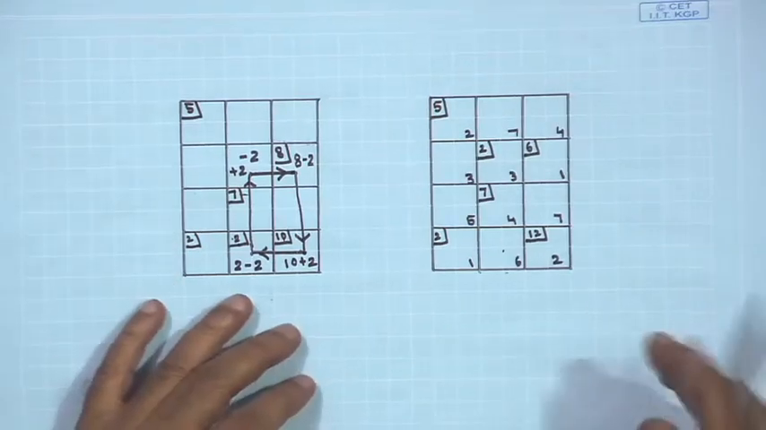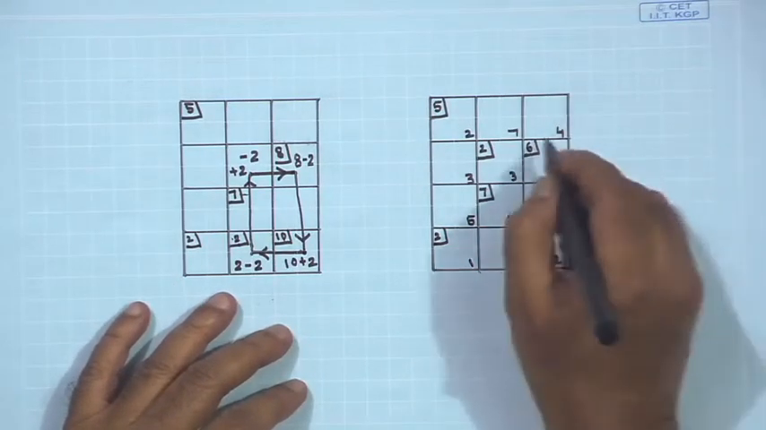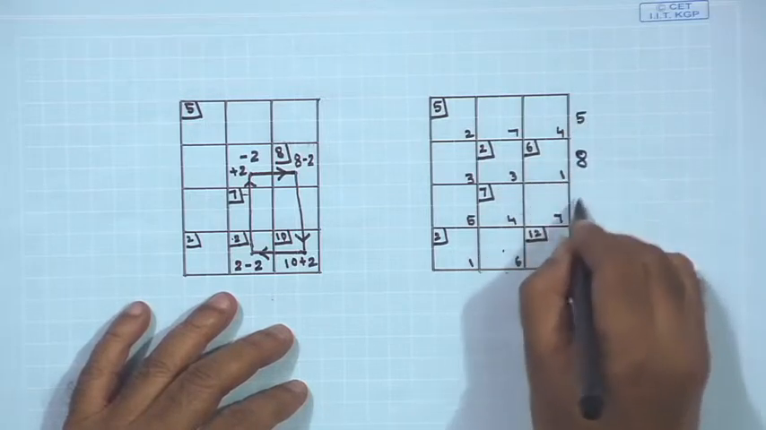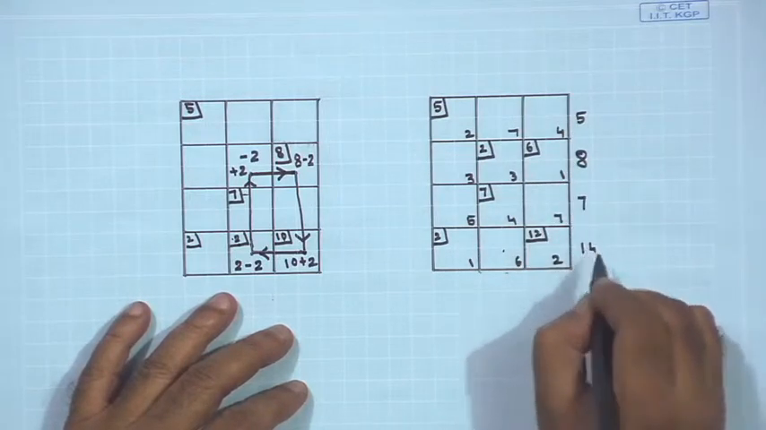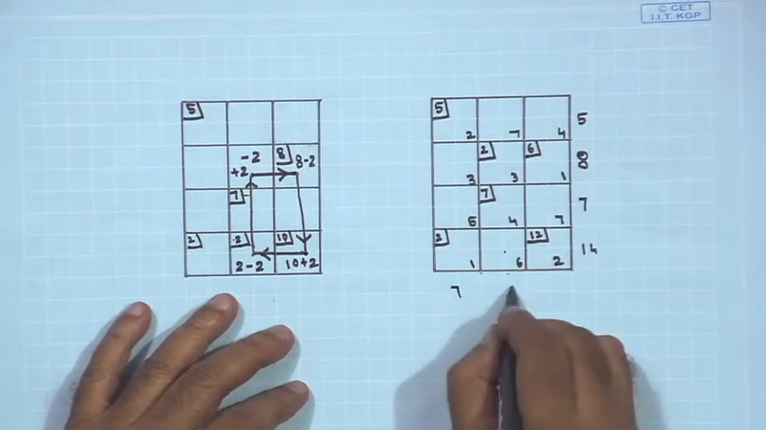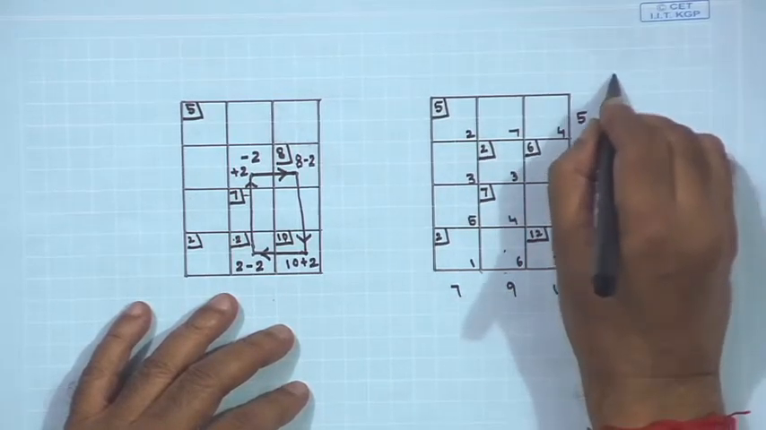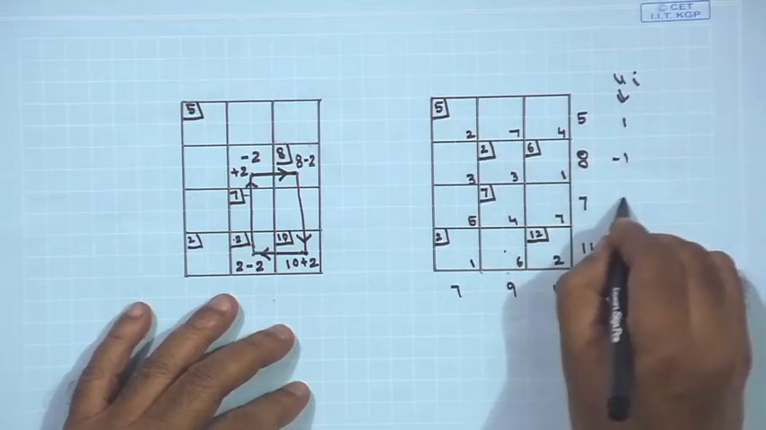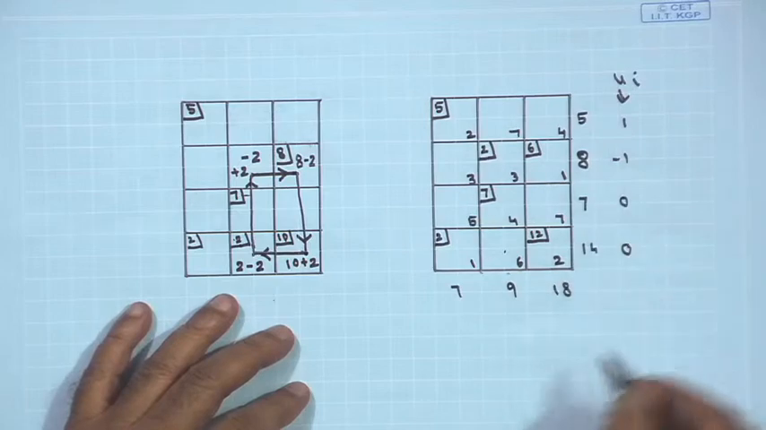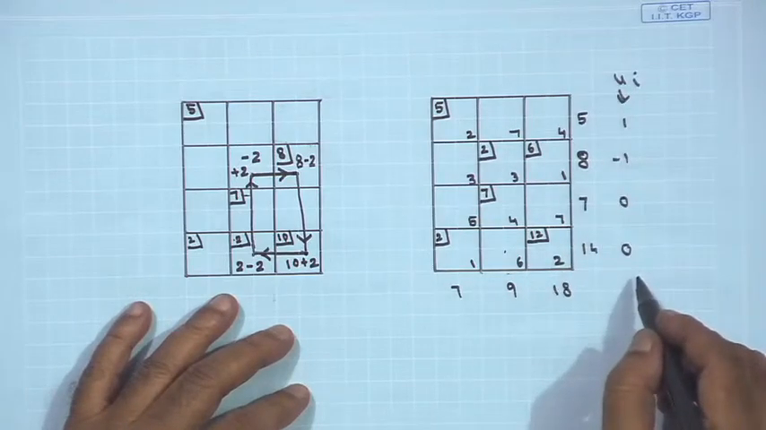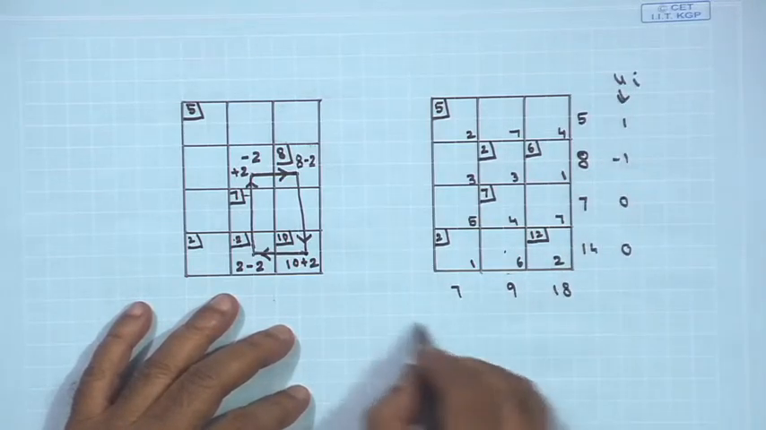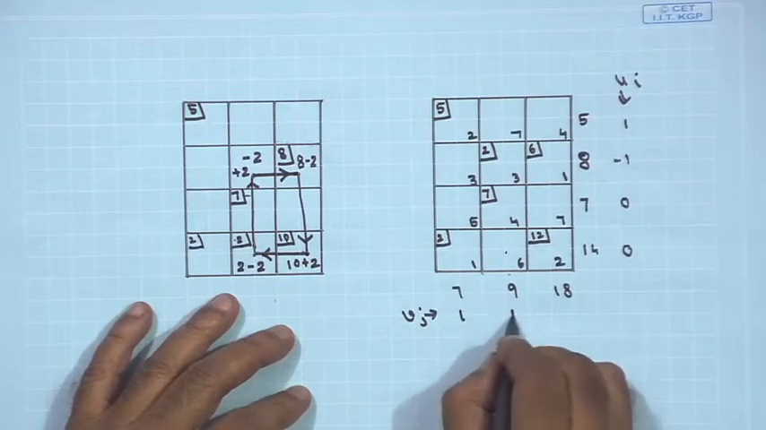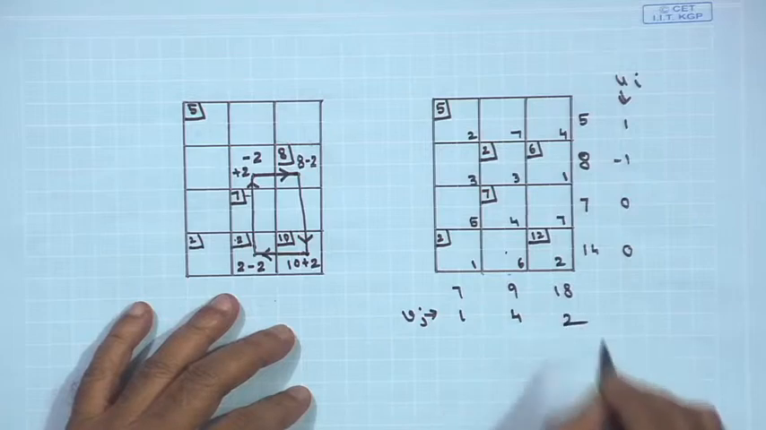So, for this case, if you calculate, I am just writing the allocations 5, 8, 7, 14, here it is 7, 9 and 18. The u i values are 1, -1, 0 and 0. Once you are doing this, you should check whether these are coming correctly or not. You should verify these values, since I have not shown it, and here it will be 142.